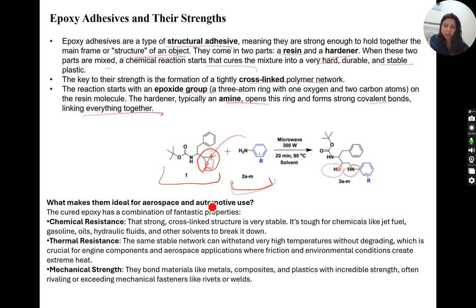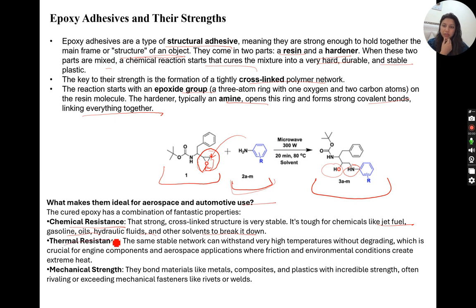And what makes them ideal for aerospace and automotive use? First, chemical resistance. Because of their formation, they are very resistant to chemicals. They are strong, and their cross-linked structure is very stable. It's tough for chemicals like jet fuel, gasoline, oils, hydraulic fluids, and other solvents to break it down.